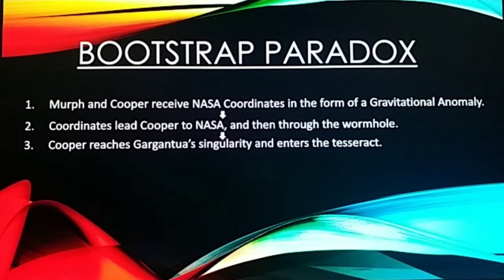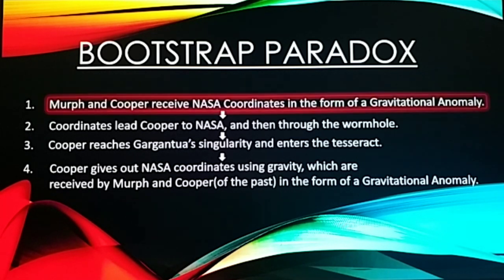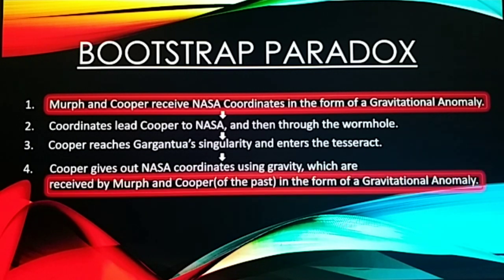Then Cooper reaches Gargantua's singularity and enters the Tesseract. Now, what you need to keep in mind here is that events 2 and 3 would not have taken place unless event 1 had taken place prior to them. So that means to reach NASA and to be able to end up in the Tesseract, Cooper had to receive NASA's coordinates beforehand. Now what happens next is that we see that Cooper gives out NASA's coordinates using gravity, which are received by Murph and Cooper of the past in the form of a gravitational anomaly. So if you look closely, event 1 actually took place here inside the Tesseract at the end of the movie.